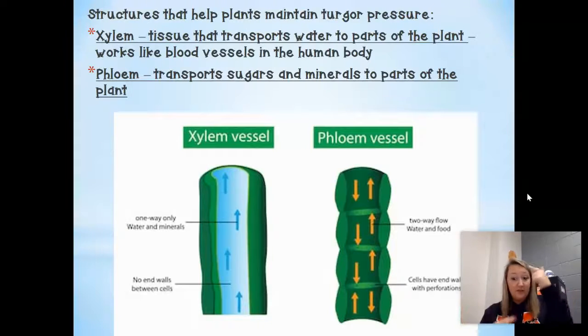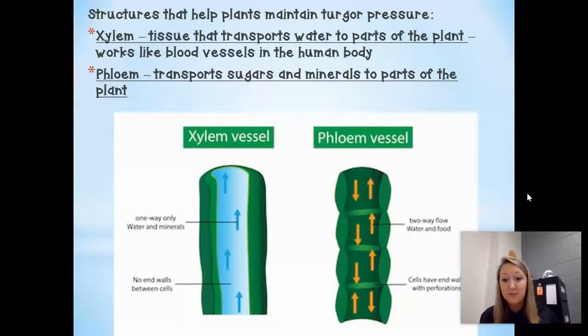Phloem flows in two directions, and that's because it transports sugar and minerals. And every part of the plant, just like every part of our body, needs that sugar to go through cellular respiration. So it's a two-way passageway in phloem. It flows down so that roots can grow farther out, and it goes up so that leaves and branches can grow farther out. So xylem transports water, phloem transports sugars and minerals.